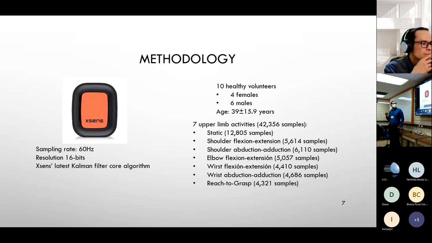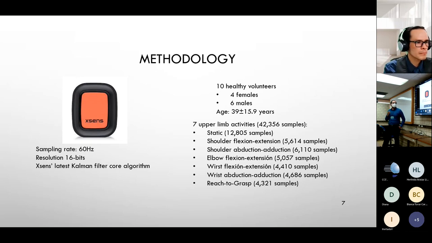For this project, we used wearable sensors called XSense Dot, from the company with the same name, on ten healthy volunteers using a sample rate of 60 hertz. These devices have a sampling rate of 60 hertz, a resolution of 16 bits, and they use the XSense latest Kalman filter core algorithm, which is an algorithm dedicated to human motion analysis.